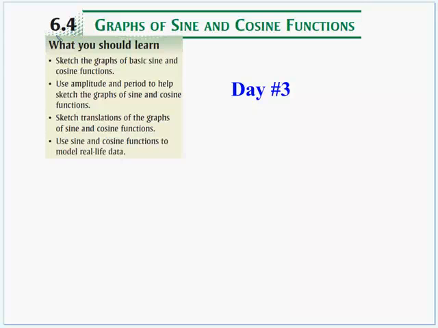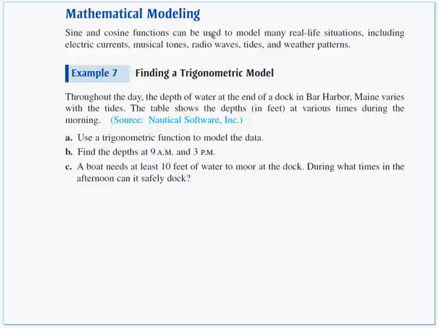In this video, we're going to wrap up section 6.4 and use the sine and cosine functions to model real-life data. Sine and cosine functions can be used to model many real-life situations, including electrical currents, musical tones, radio waves, tides, and weather patterns. So here in example 7, we're going to find a trig model to fit some data.